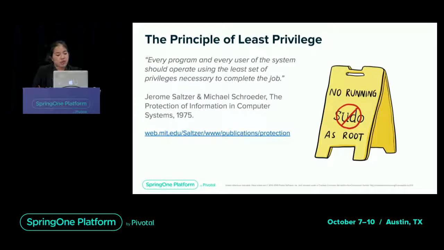So what are we really driving at? We're actually just driving at the principle of least privilege, which states that every program and every user of the system should operate with the least set of privileges necessary to complete the job. This principle, the principle of least privilege, has been around since 1975, which is almost 50 years ago, which I think is pretty crazy.